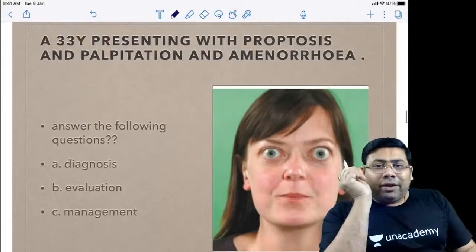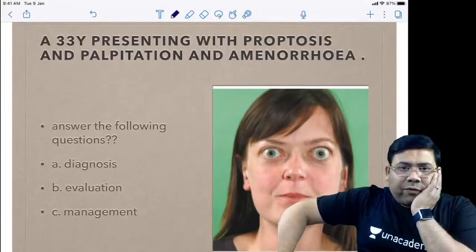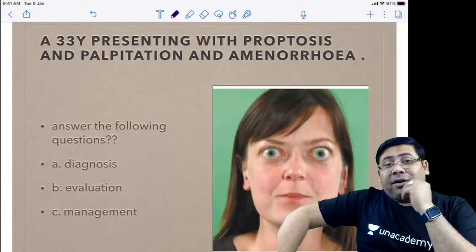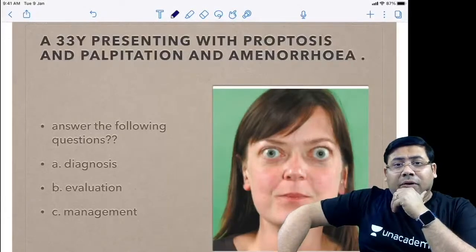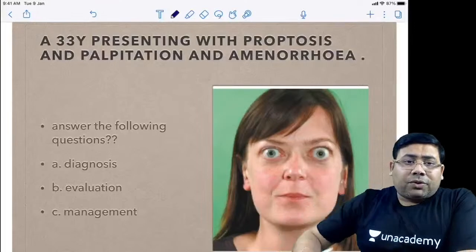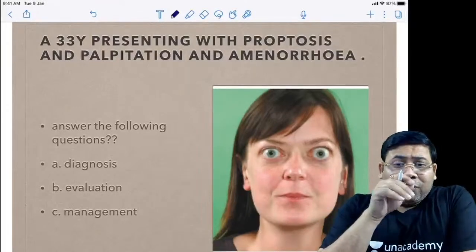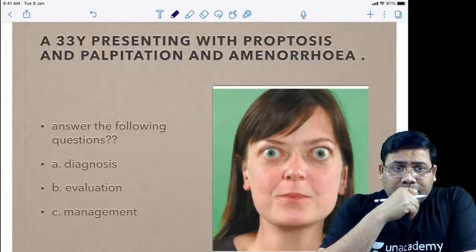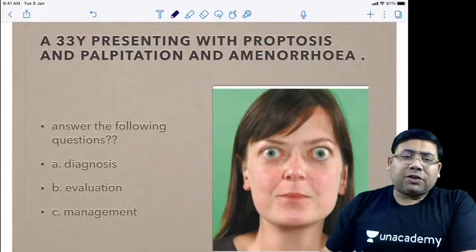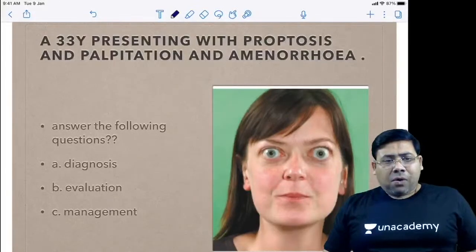A 33-year-old female with this kind of profile. Palpitation is also there, amenorrhea is also there, proptosis is also there. What are you actually suspecting for this patient?